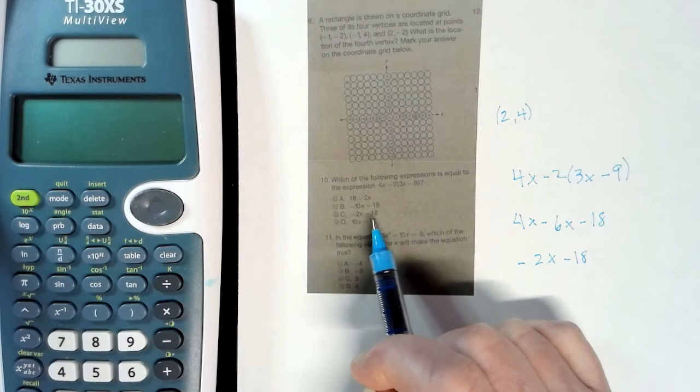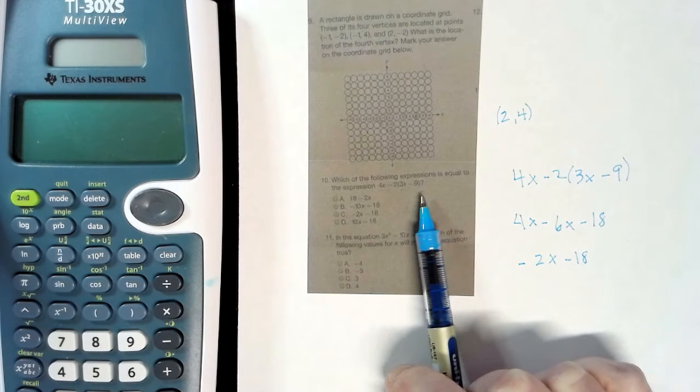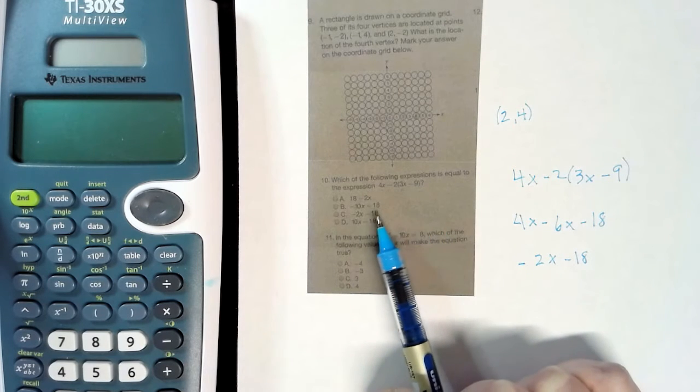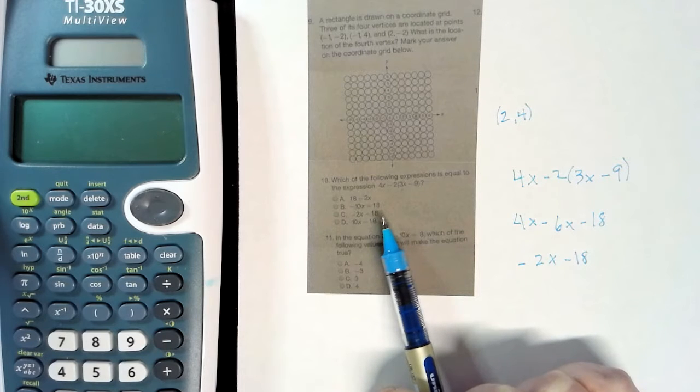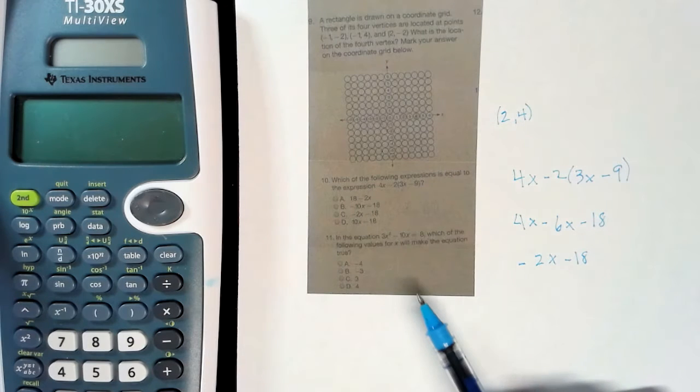C. And the trick to these is knowing there's no equal sign. You're not solving this. You are just finding a more simplified form. So you don't have to solve for x. There's no equal. All right, last one.